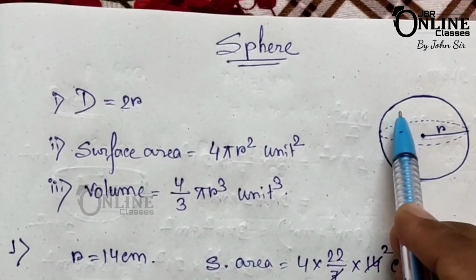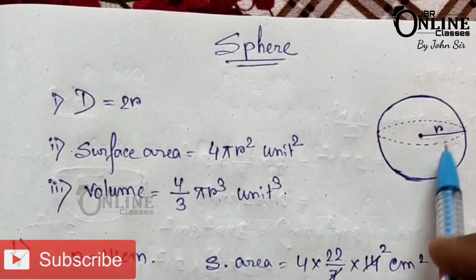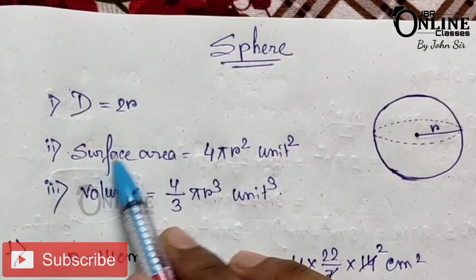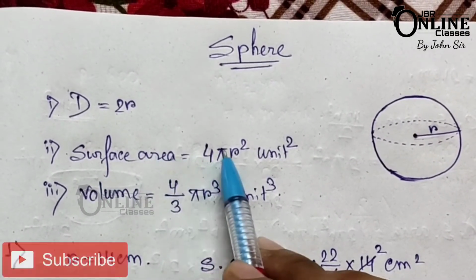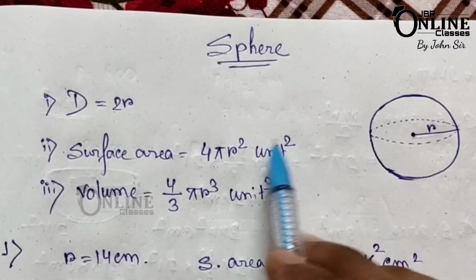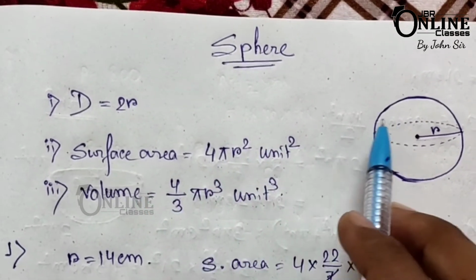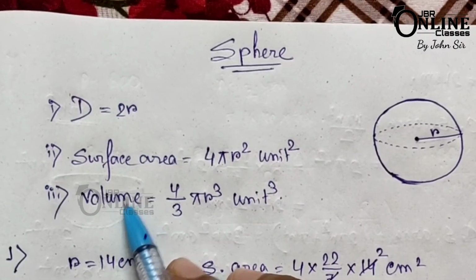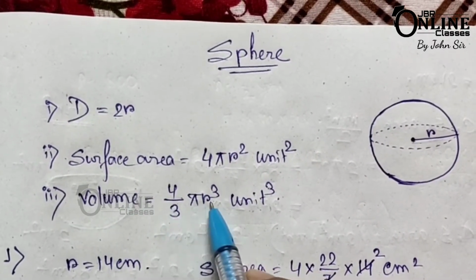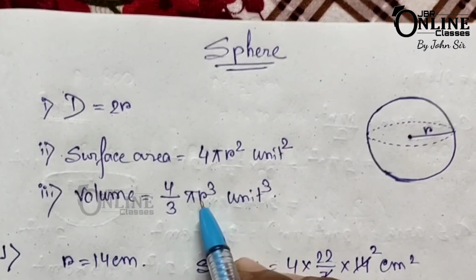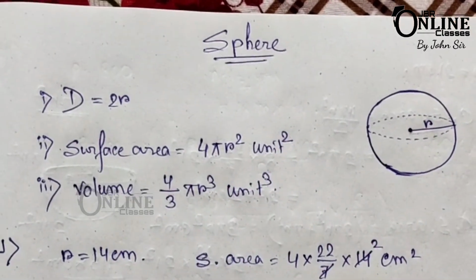Now next, you have to find the surface area of the sphere. The formula for the surface area of the sphere is 4 pi r square unit square. Here pi means 22/7. And the next thing is you have to find the volume. The formula of volume is 4/3 pi r cube unit cube, where r is the radius.